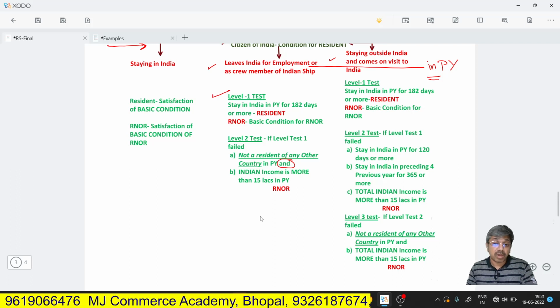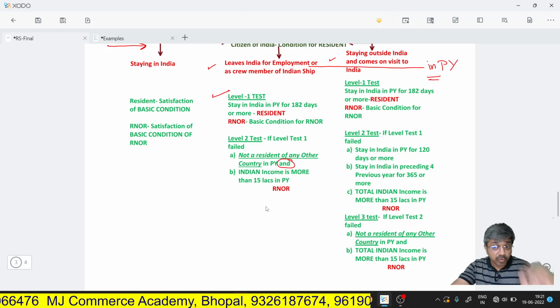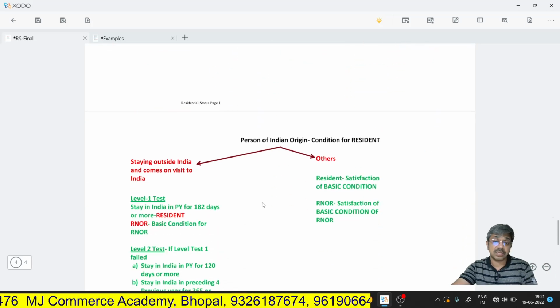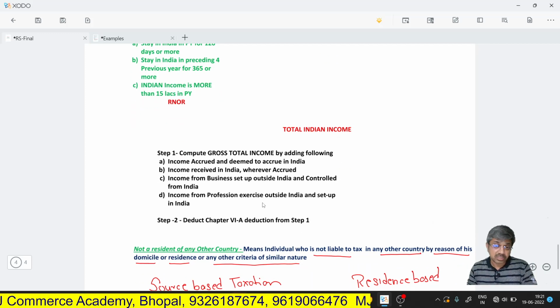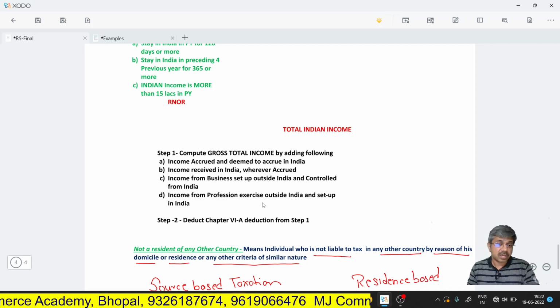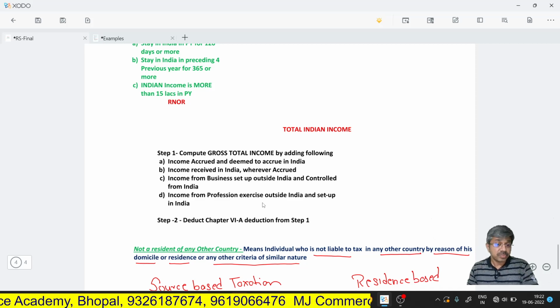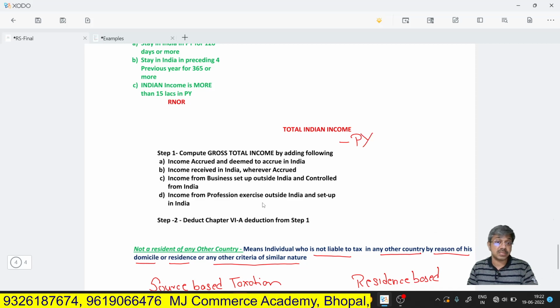The Indian income of that individual should be more than 15 lakhs in that previous year, for which we are determining the residential status. What is an Indian income? Again, I will not go into detail on this topic. I will cover it in detail when I come to the concept of income accruing and deemed to accrue or arise in India. Just for your understanding, a brief on what is Indian income. We need to add these components: income accrue and deemed to accrue in India, determined for the previous year for which we are determining residential status.